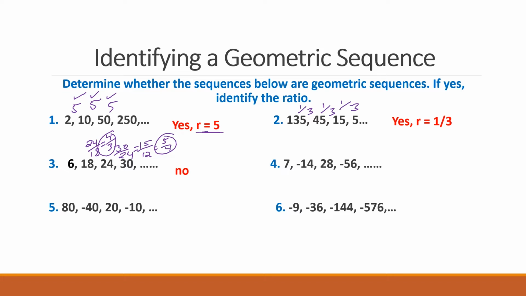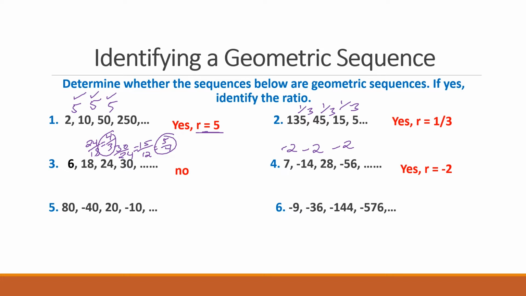Let's take a look at number 7. Negative 56 divided by 28 is negative 2. 28 divided by negative 14 is negative 2. Negative 14 divided by 7 is negative 2. So geometric sequence, that it is. Common ratio is negative 2.